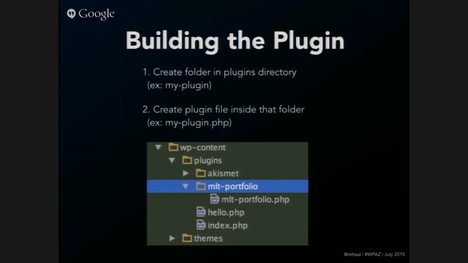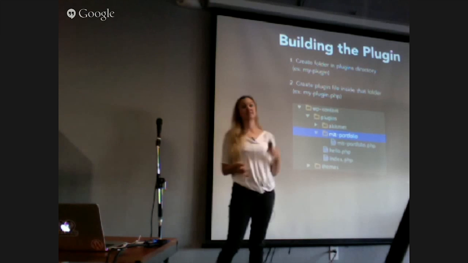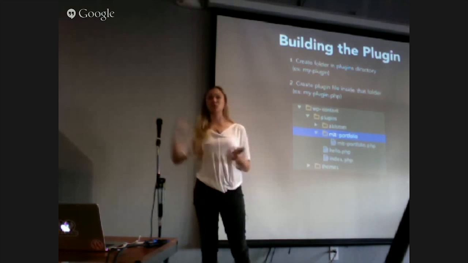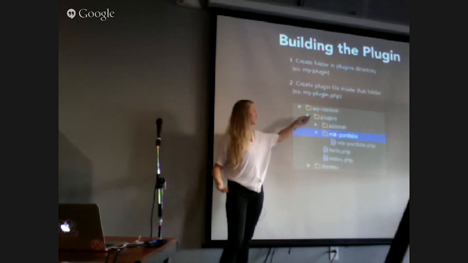Like plugins, themes, uploads in your WordPress installation. So there's the root directory that holds your site. WP content is an immediate folder below that. And then you'll see plugins, right? And plugins contains everything from Backup Buddy to Akismet to Hello Dolly. Anything you download, even if it's through the dashboard, goes in a folder in this plugins folder.